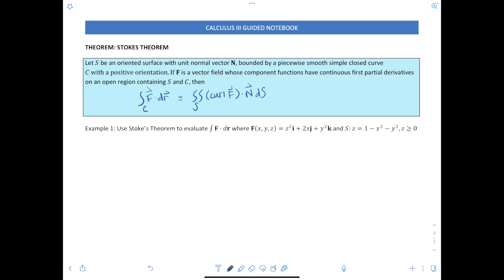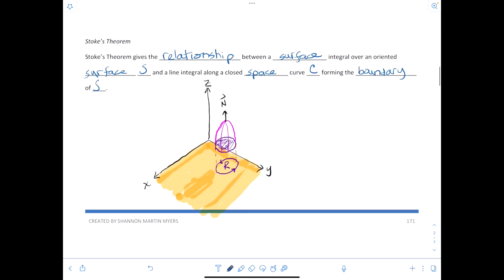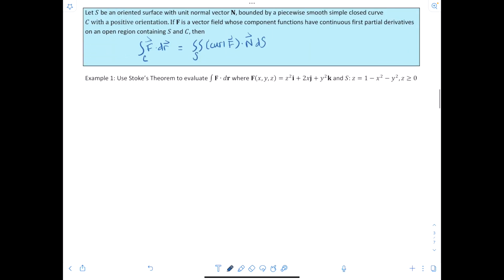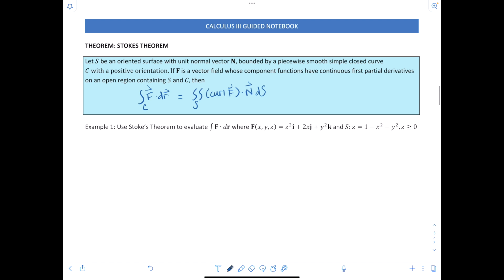Groovy? Okay, so the first example, we're going to use Stokes' theorem. And just to let you know, we verified Stokes' theorem in our warm-up. All right? So there are some problems asking to verify, etc. So that is an example of how one would verify.